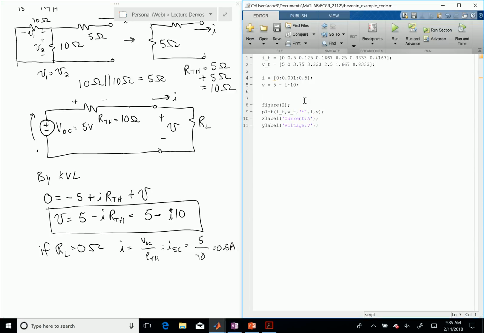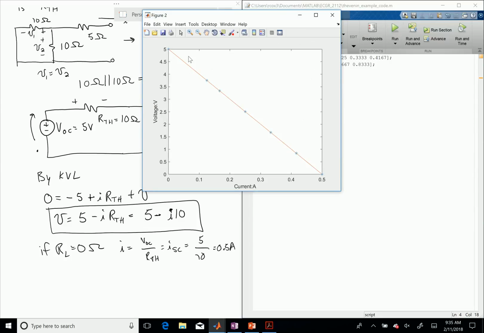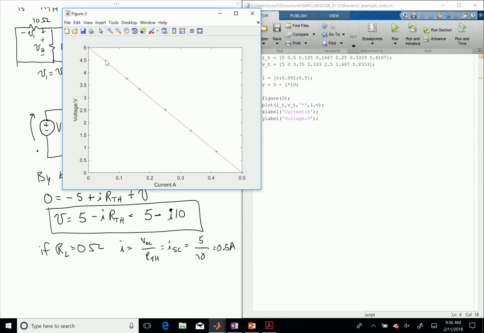Then what I'm going to do, as you see up on top, is I've written all the same values that I got in my previous analysis with the simulation. So with 0 amps, 5 volts; 0.5 amps, 0 volts; 0.125 amps, 3.75 volts, all that mundane stuff. I'm going to plot IT and VT together with those asterisks again, but now plot versus that voltage characteristic. If I run that, now I can see those blue asterisks that I got when I ran the simulation at different RL values. And that red line is basically the IV characteristic of my Thevenin equivalent circuit.